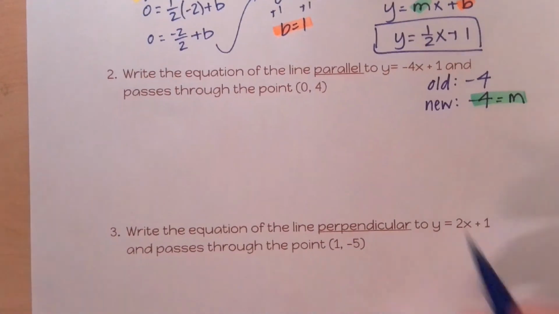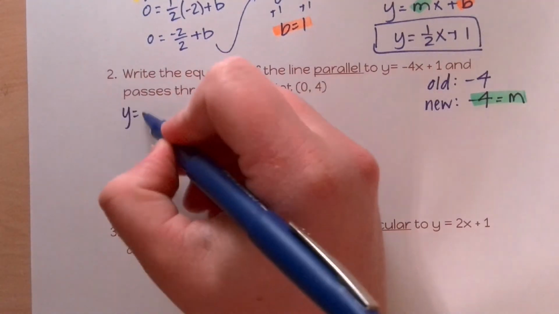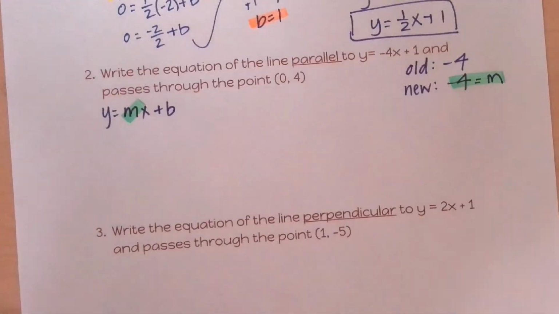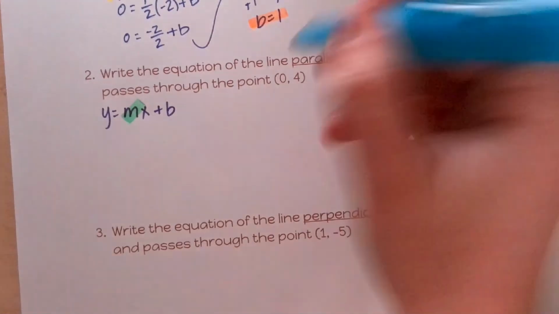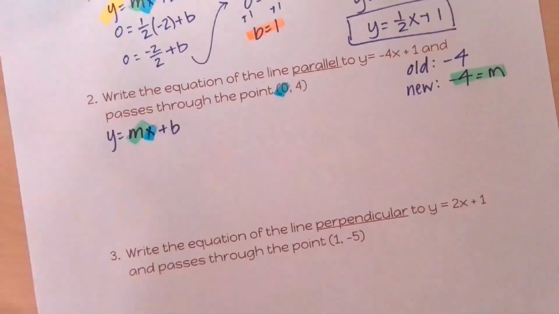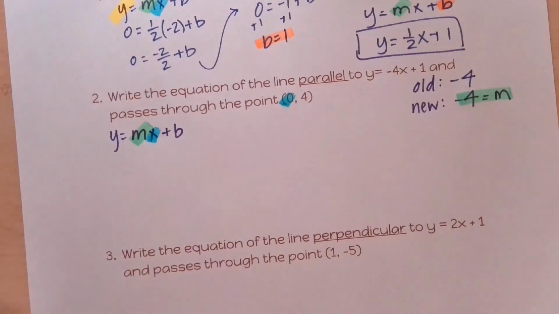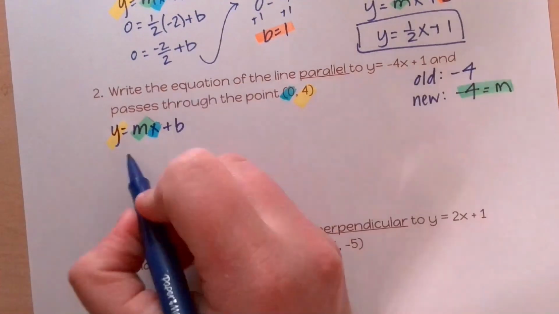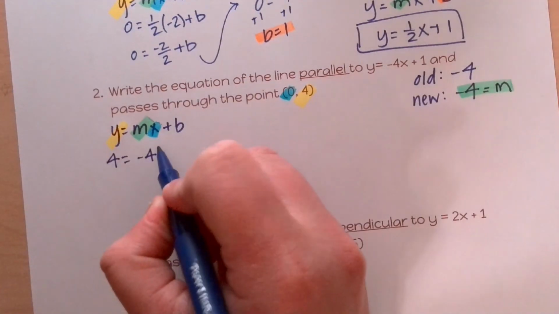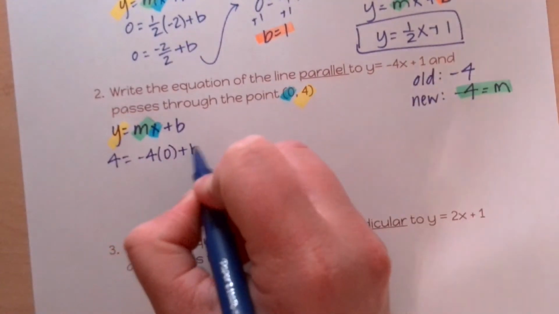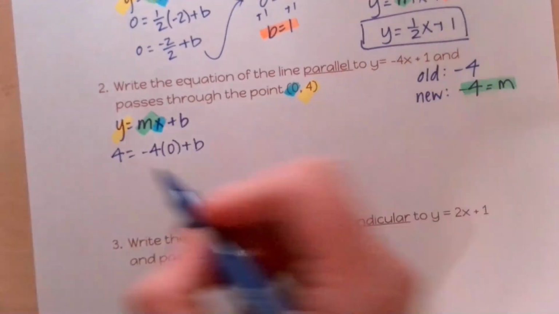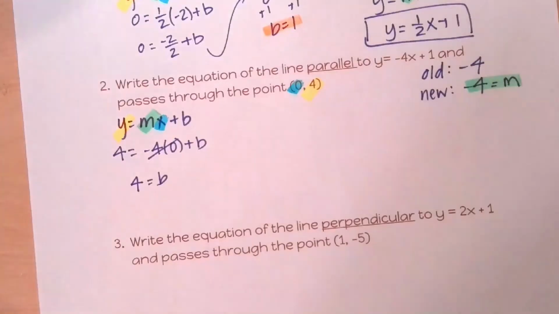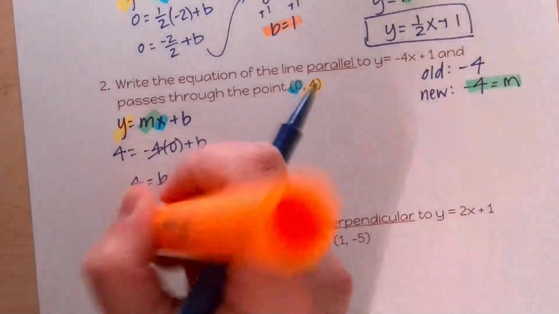Alright, so next step, we plug into y equals mx plus b to solve for our b value, that y-intercept. Highlighting all of our important values because y'all know I love my colors. So when we substitute in, we have 4 equals -4 times our x value, 0, plus b. 0 times anything is just 0, so that whole thing goes away. So we're left with 4 equals b. That is our new y-intercept.